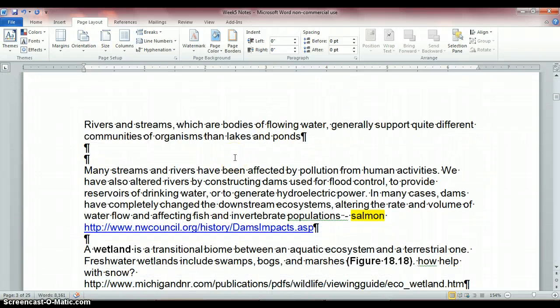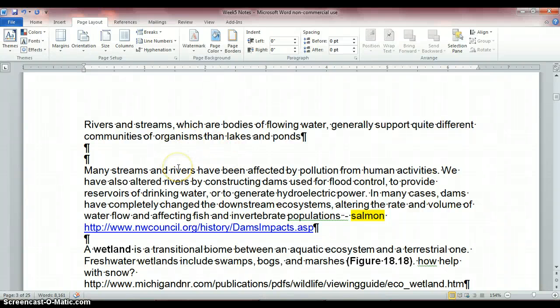Rivers and streams, which are bodies of flowing water, generally support quite different communities of organisms than lakes and ponds. That just kind of makes sense, right? Because you have to be able to live in standing water versus moving water. It'd be like living in no wind versus constant wind. A little bit different requirements.